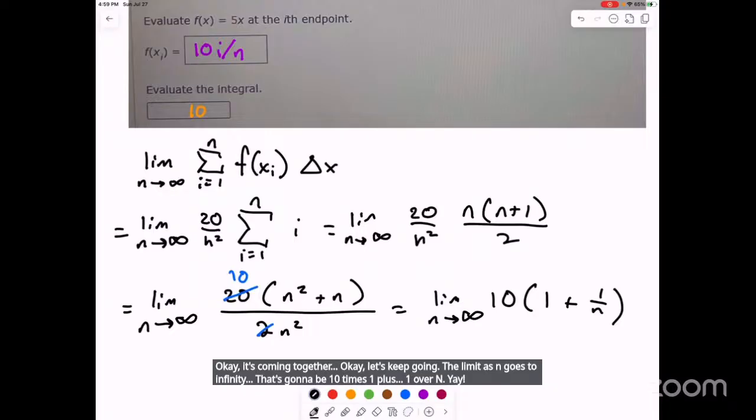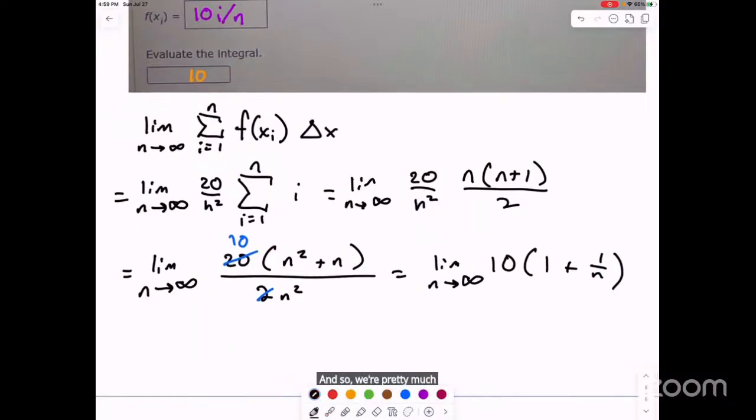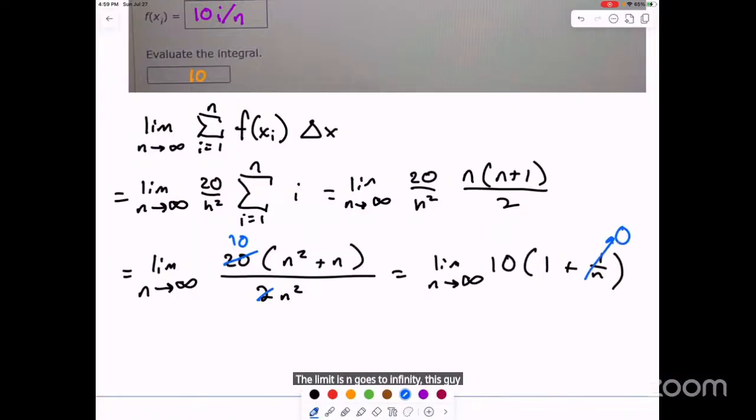Yay! Yeah, so I was definitely missing that. I don't think I've ever done it that way. That's why I appreciate this kind of stuff, right? And so we're pretty much there. Let me finish this out. So now we can take the limit as n goes to infinity. This guy goes to 0, and we finish with our desired result of 10.